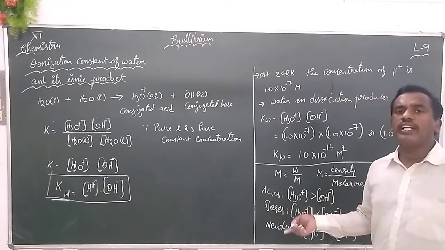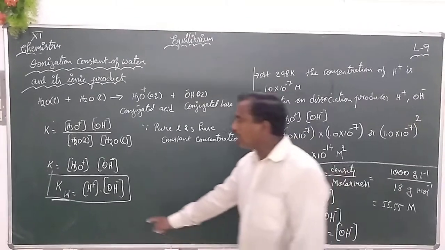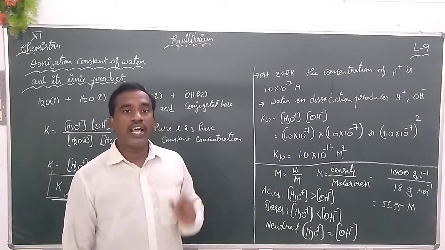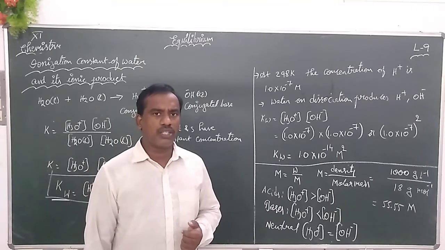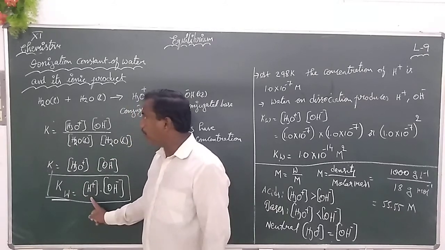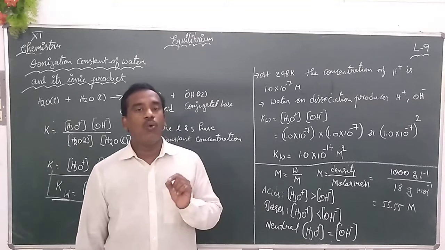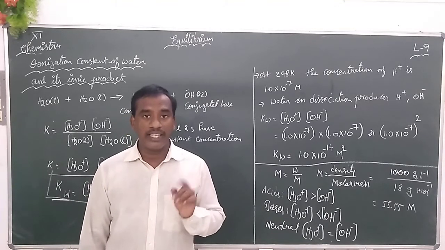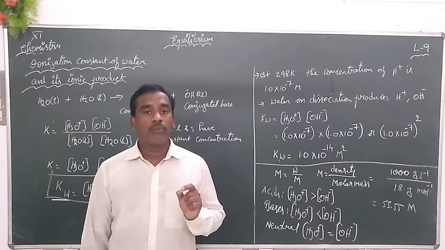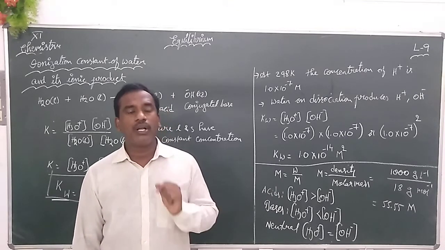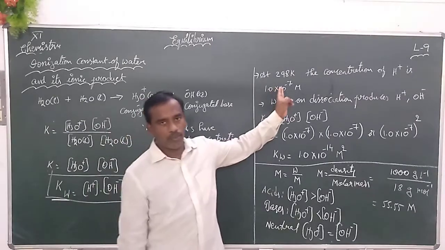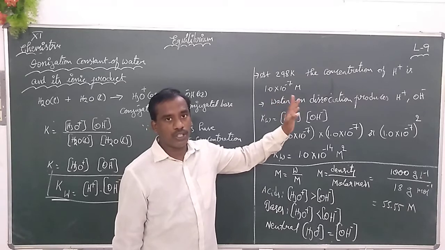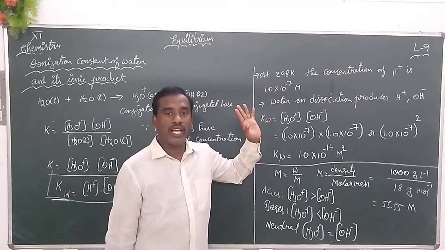Here at 298 Kelvin, the concentration of H plus ions is generally expressed in molarity. The concentration of the H plus ions at 298 Kelvin is around 1.0 into 10 power minus 7 molarity. How much is it? 1.0 into 10 power minus 7 molarity. So that's what we had at 298 Kelvin: the concentration of H plus is 1.0 into 10 power minus 7 molarity.